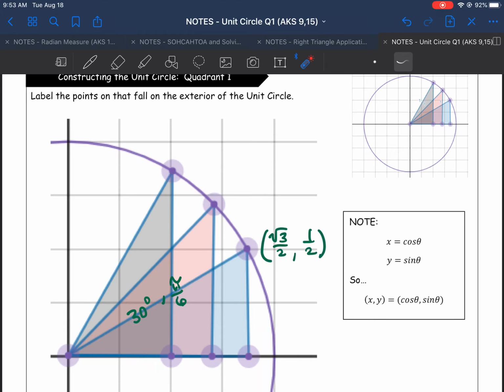The 45, 45, 90 triangle was this triangle right here, and if we converted 45 degrees to radians, we would get pi over 4 radians. Okay? And the cosine of 45 degrees, which would be our x value, was square root of 2 over 2. And the sine of 45 degrees, which would be our y value, was also square root of 2 over 2.